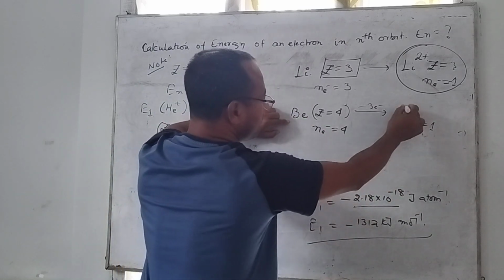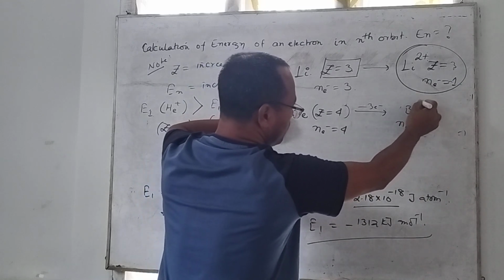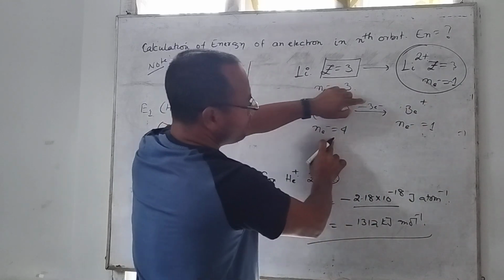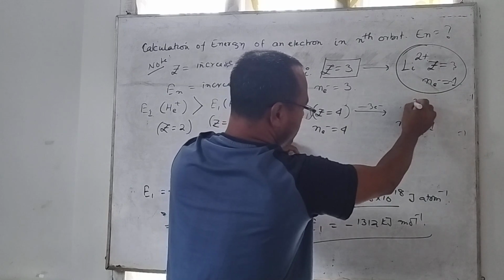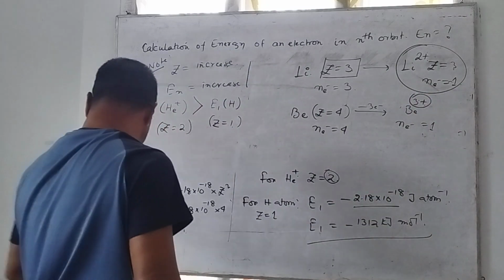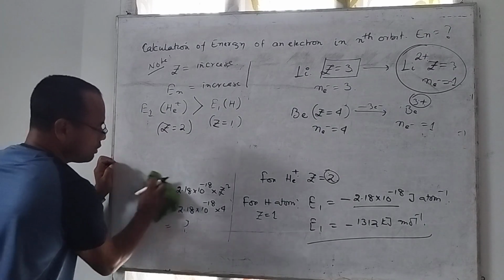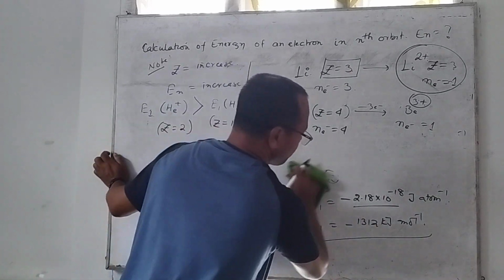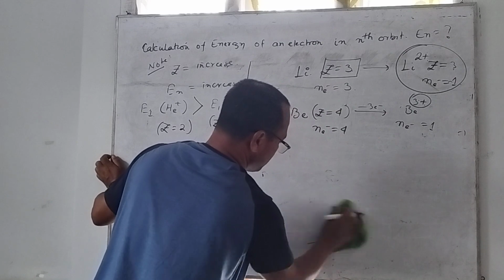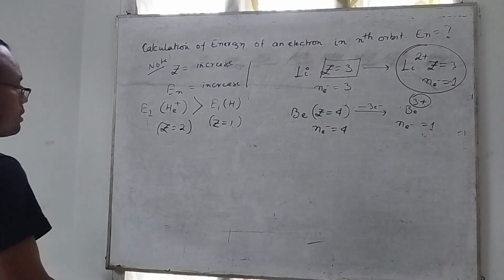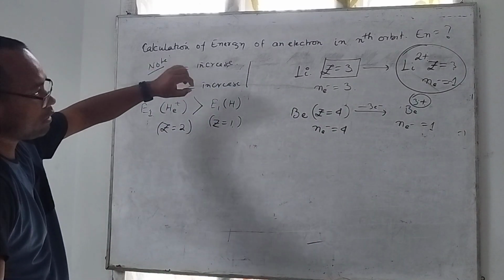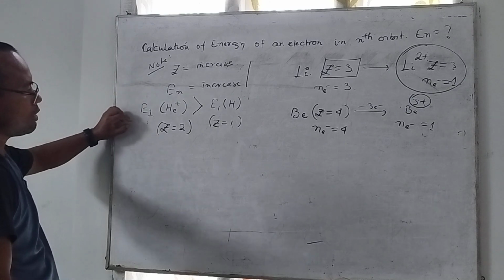So what will beryllium be? Beryllium becomes positively charged. How many electrons did we remove? 3 electrons, so it carries 3 plus. So all of these contain 1 electron. So when we are comparing the energy of an electron in the same energy level here.